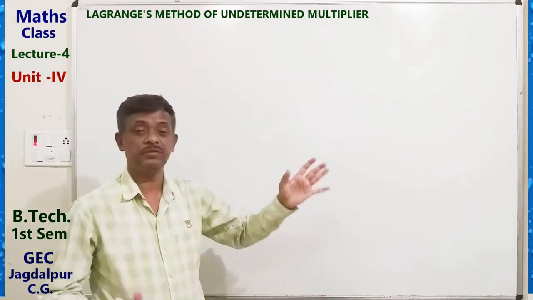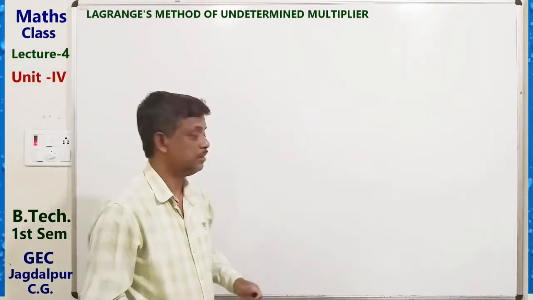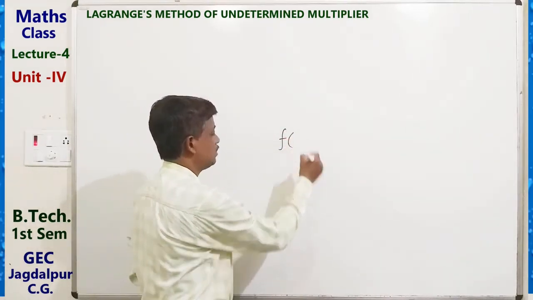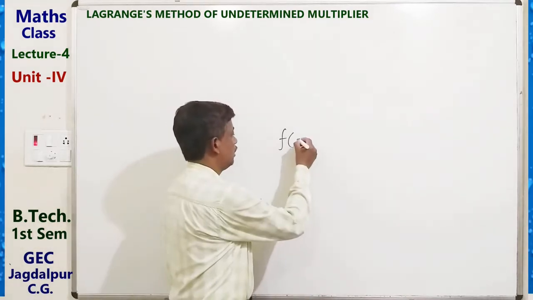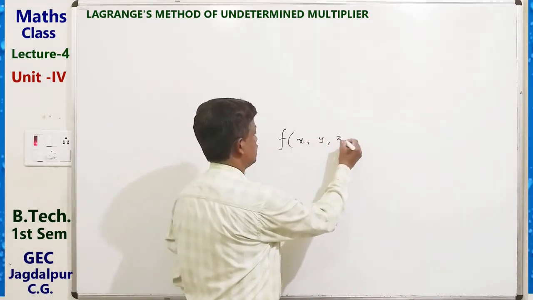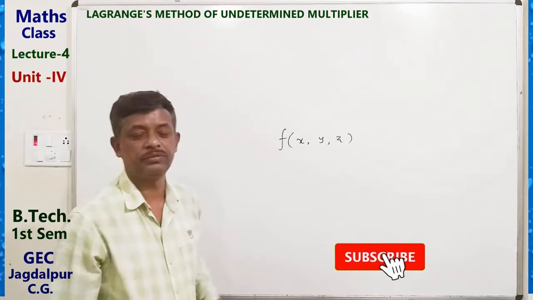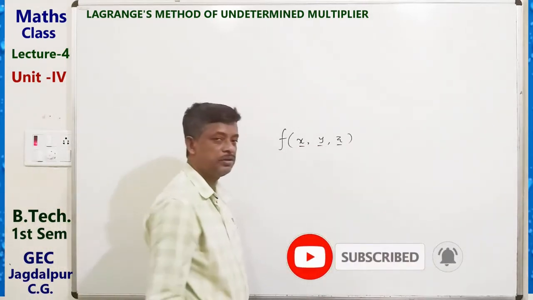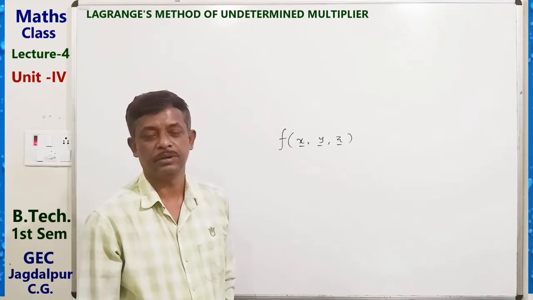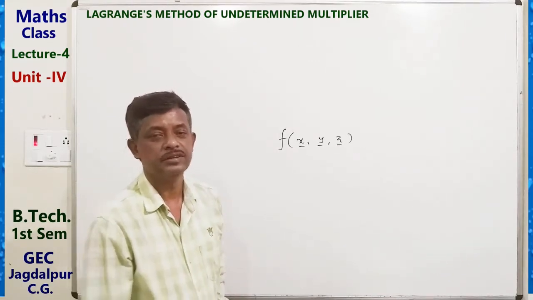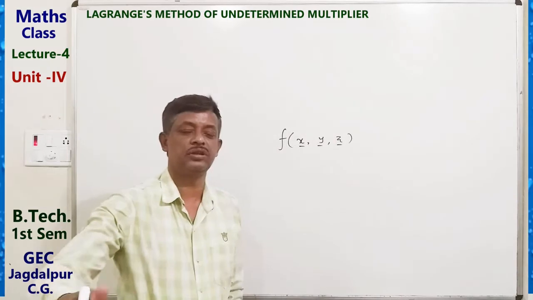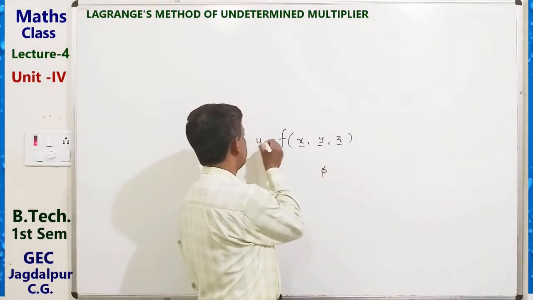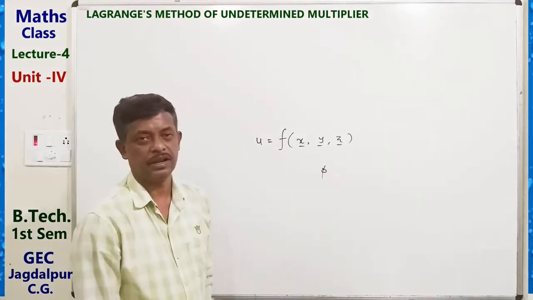So suppose we have a function of x, y, z, a function of three variables. Here, these three variables are not independent but connected by some relation. Maybe one relation, two relations, three relations. Suppose this is our function.